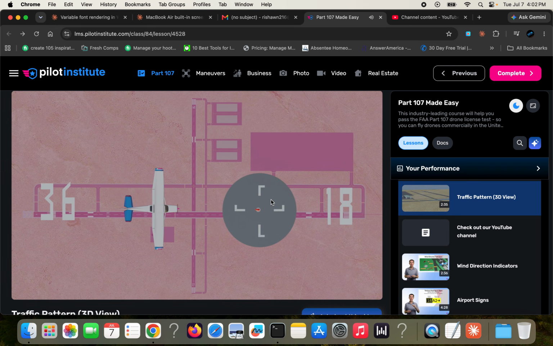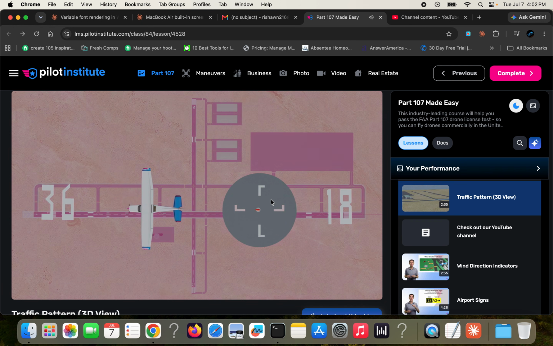Now we look at the runway here on runway 36. We are taking off on runway 36. Based on those marks right here, we're going to be making a left turn on runway 36. So that's a left pattern. And then if we flip the airplane over, then we're going to be on runway 18. We're going to be making right turns on runway 18.